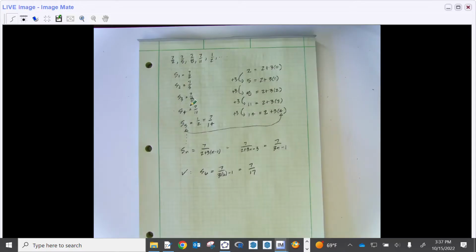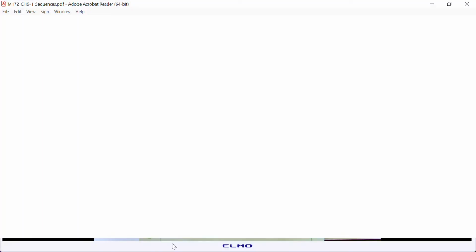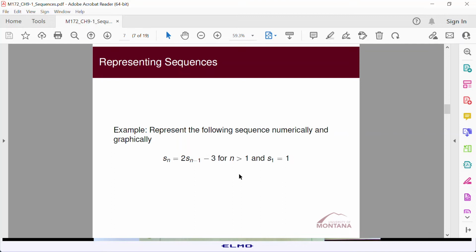Let's go ahead and put that away and go back to the slides. So we represented that sequence both by an explicit function, there it is right there, as well as a graph. Well, let's take another example here. Here I've been given a sequence, and it's been defined for me recursively, and I think this is the easiest way to introduce this. It says represent the following sequence numerically and graphically. So what do we have?